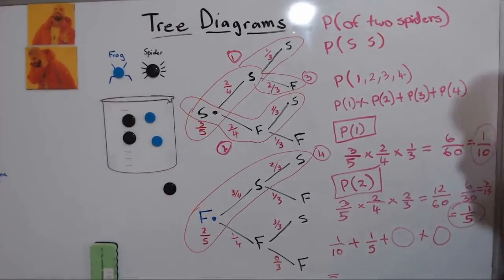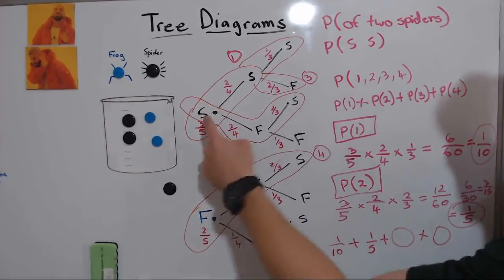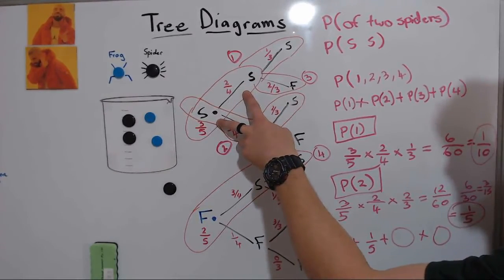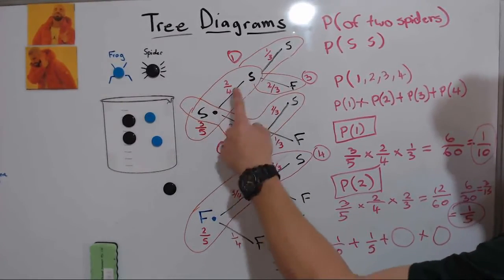If the order was important, this would be very different. It would look like what we saw before. If the order mattered, the only way we can get 2 spiders is to start with a spider and then get another spider. And that would be the option that we did before, and we've already calculated that. That's 6/20.